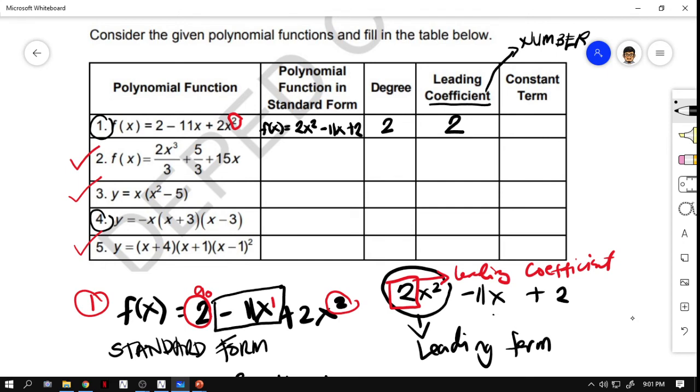Ma'am, dapat ba yung degree at saka leading coefficient laging pareho? No. Okay? Nagkataon lang na yung degree natin na 2 at saka yung leading coefficient na 2 ay pareho. Okay? Next, how about the constant term? Constant terms are not only numbers. In a given polynomial function, this is the term which is a number only. It has no variable. So, asan dyan ang walang variable? Itong 2. Okay? So, 2.